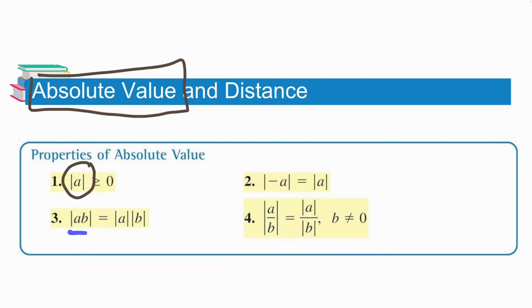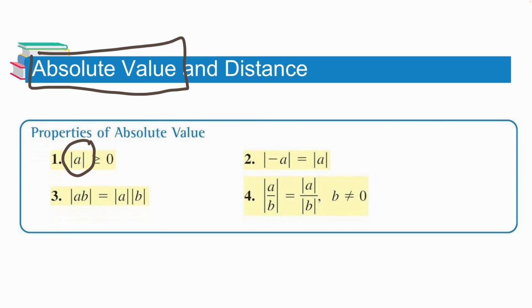If we do the product of two numbers that are under one absolute value, then it turns out that we can separate them and they will still give us the same thing. The same thing is true of division. If we have a fraction under the absolute value, then we can separate those values, both under absolute value, and still get the same thing.